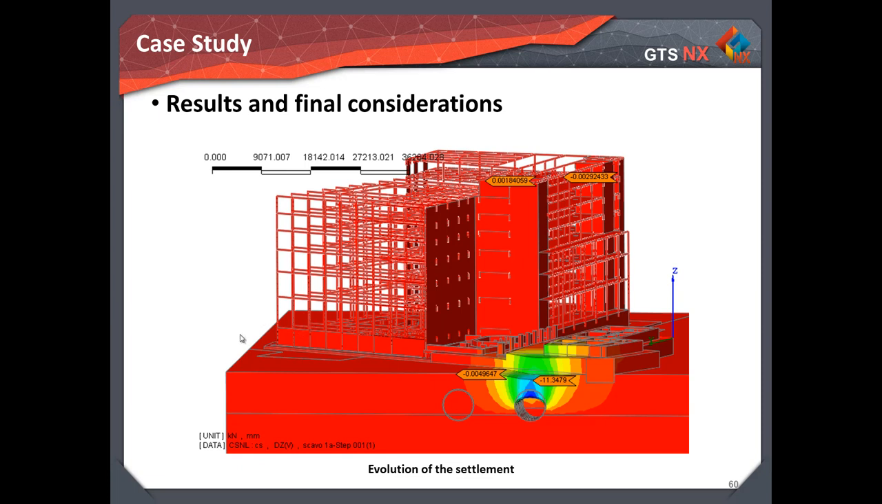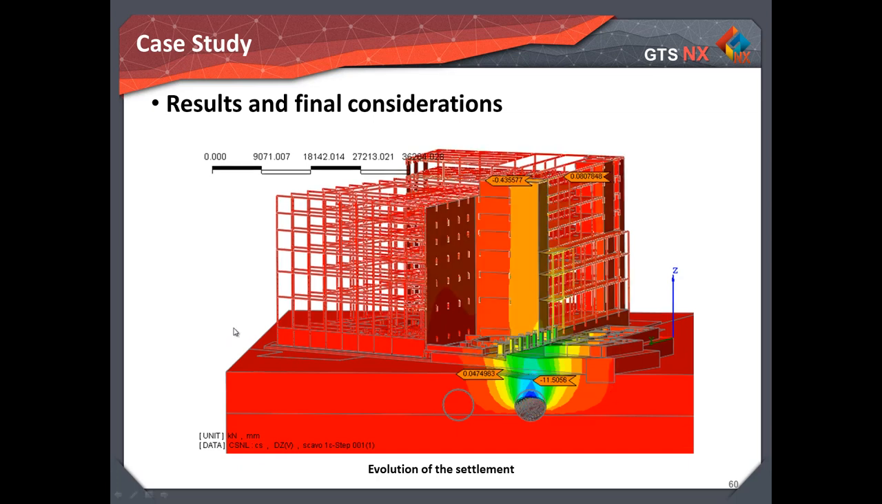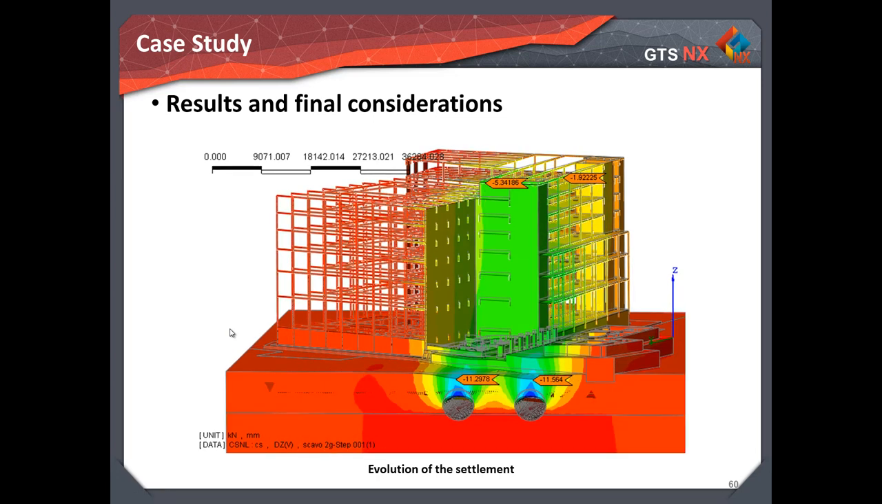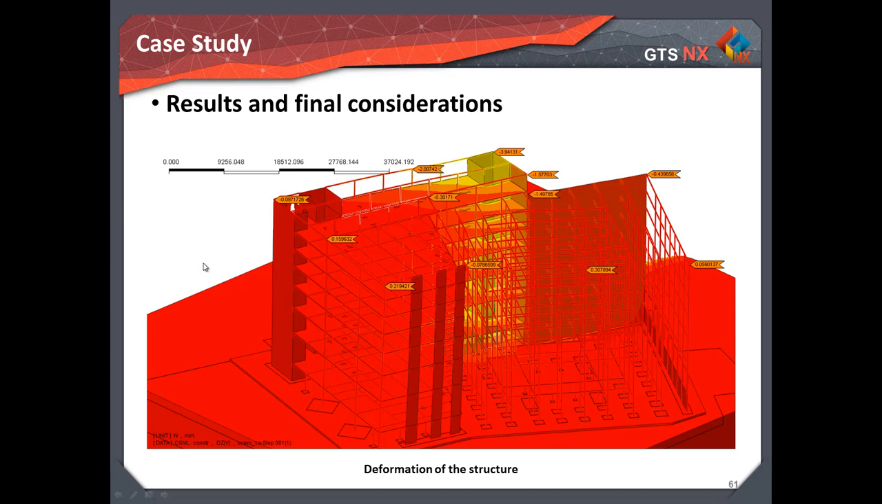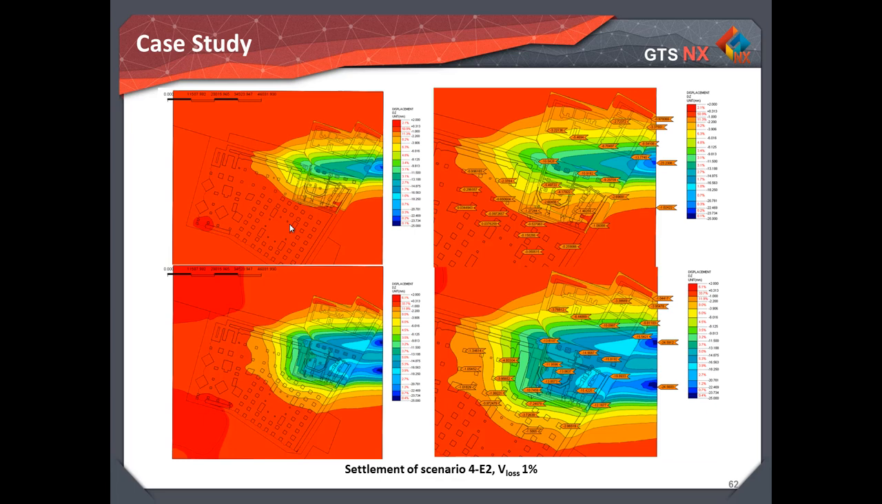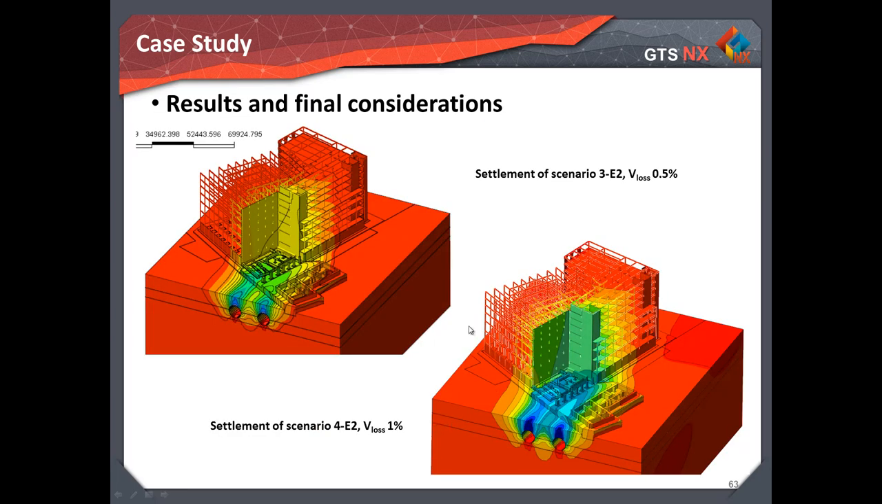This is the result for the settlement with the construction stages. Here you can see that the settlements increased with the tunnel excavation. Since we modeled the superstructure of the building in the model, you can also check the settlement of the building. This is a more detailed view of the deformation of the building structure, again with the construction stages of tunnel excavation. This is the settlement plan view of a specific scenario with volume loss of 1%.